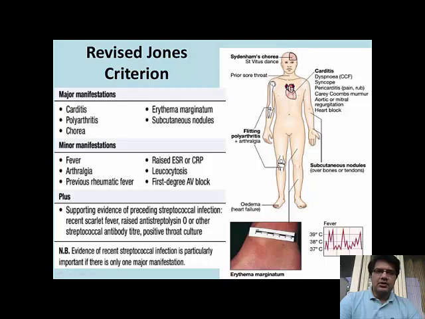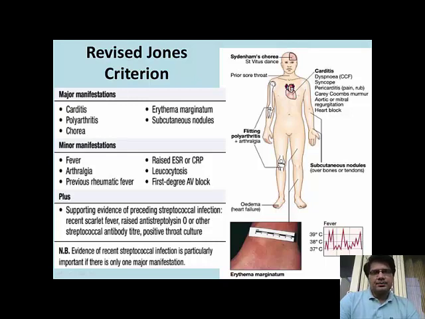Then erythema marginatum, that is the evanescent fleeting mark. The subcutaneous nodule, which is a painless nodule. The polyarthritis is generally migratory. That is, it involves the bigger joints and goes on from one joint to another.